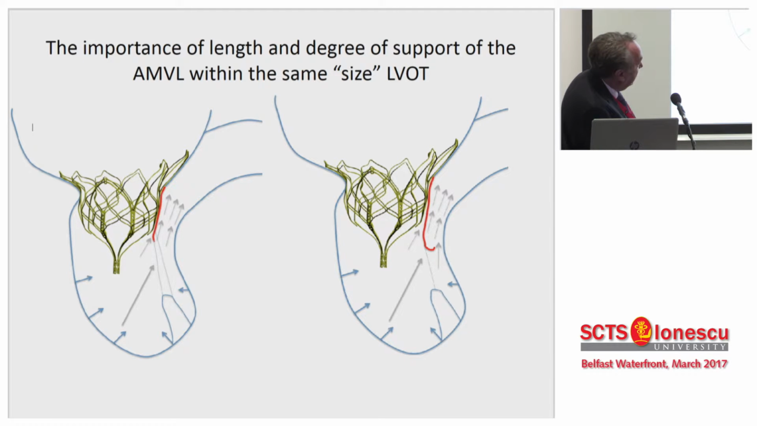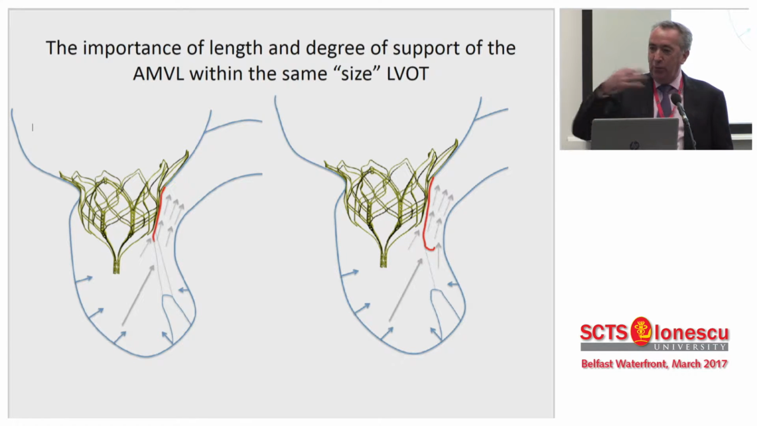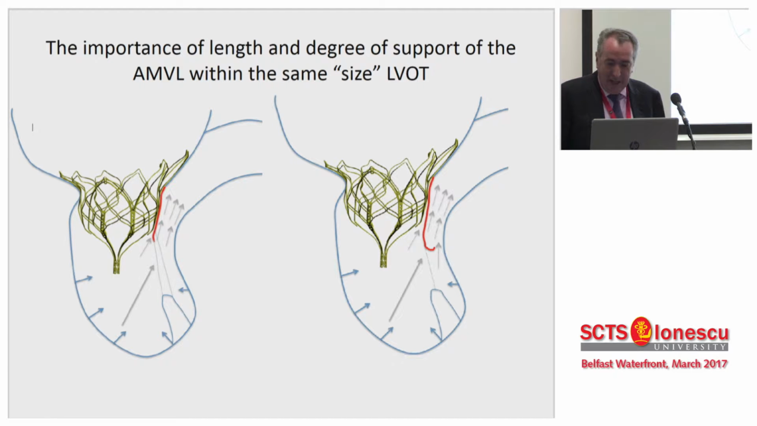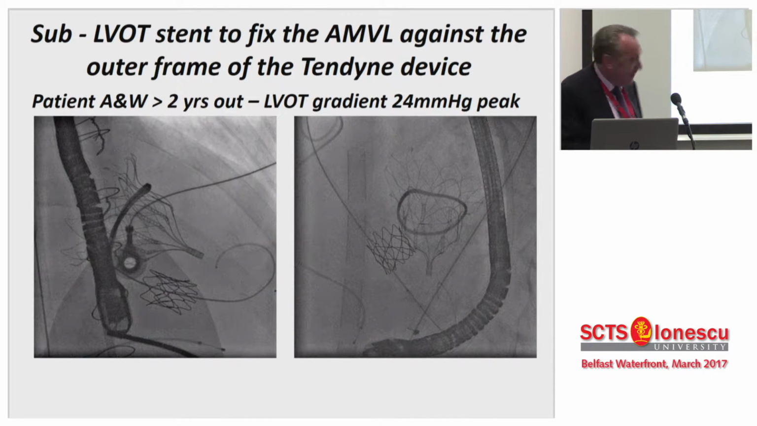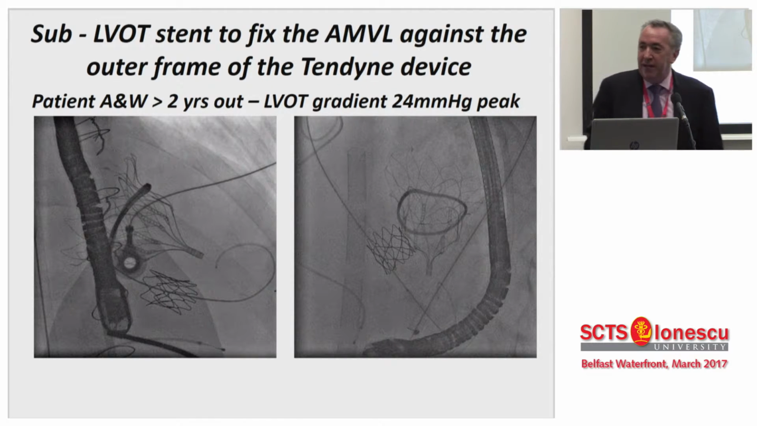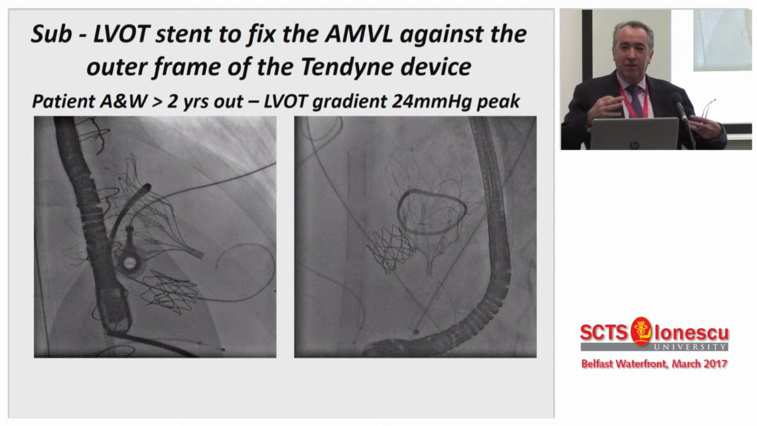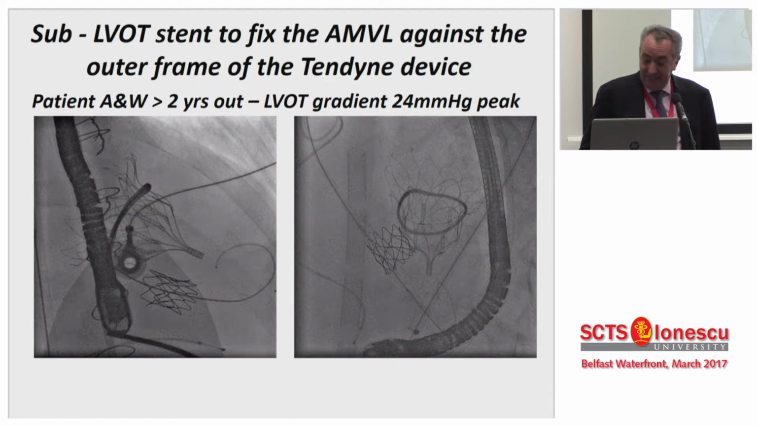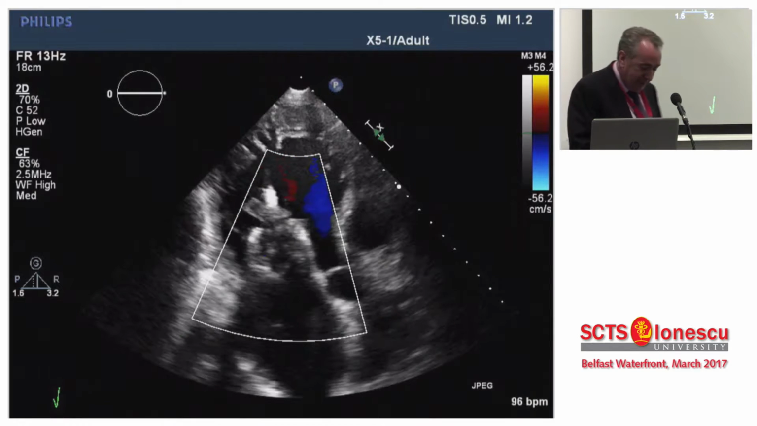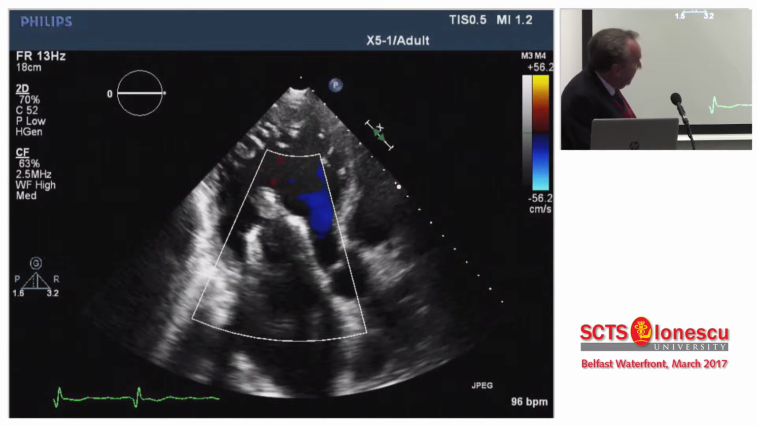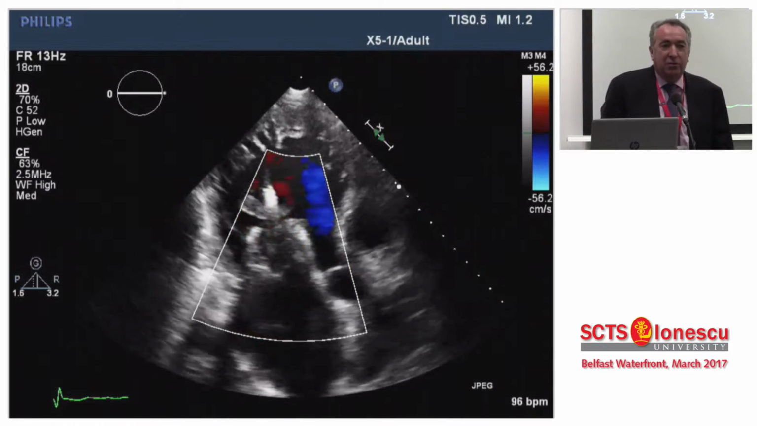She'd had a previous repair. She had a very long anterior leaflet with caudal ruptures. The anterior leaflet was unsupported, so it was able to just prolapse and cause outflow tract obstruction. And the data that underpins that is we stented the anterior leaflet to the Tendyne, got rid of the gradient down to about 20 millimetres of mercury, and she's still well 2 years out. So it's not just a physical fact, but LVOT obstruction with most of these devices is going to be a key problem.